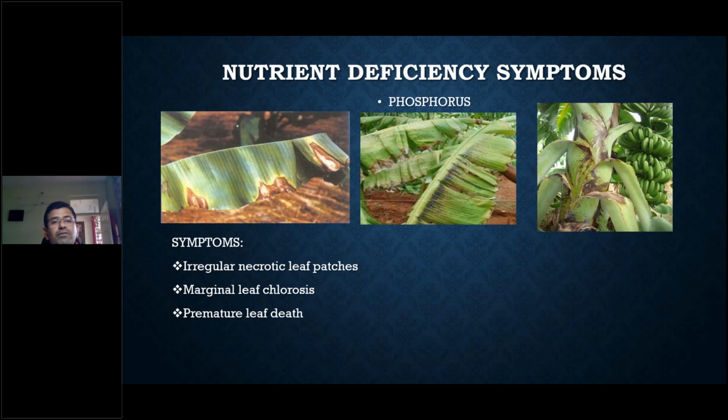For the symptoms, the first photograph shows the initial stage. Irregular necrotic leaf patches will be there. Generally, there can be a small confusion.